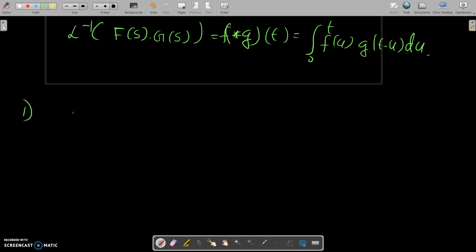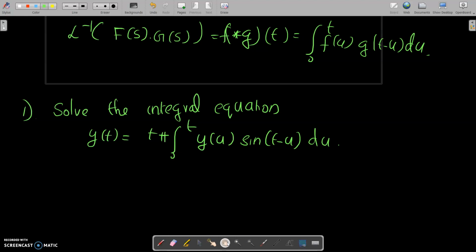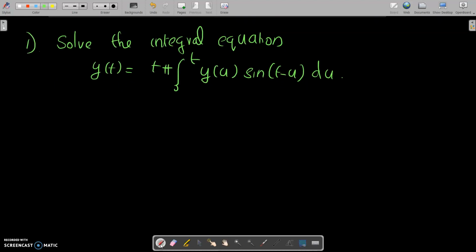First problem: solve the integral equation y of t is equal to t plus the integral from 0 to t of y of u into sine of t minus u du.